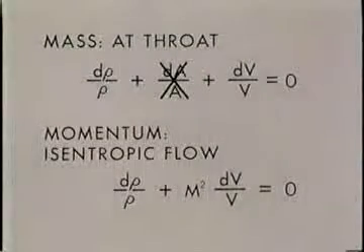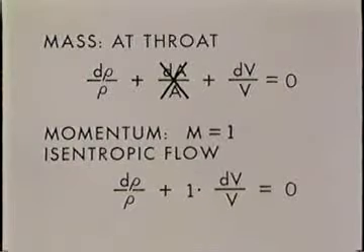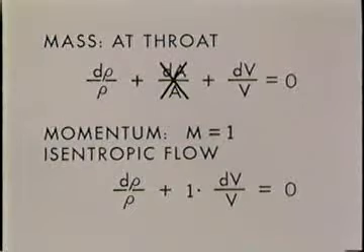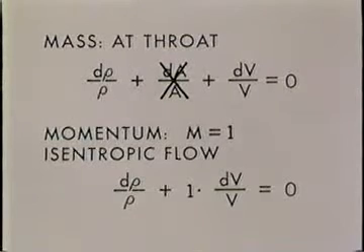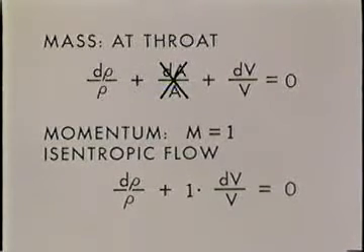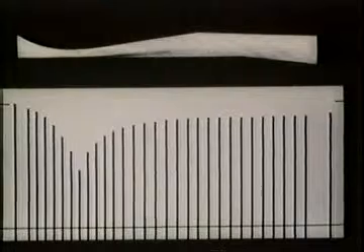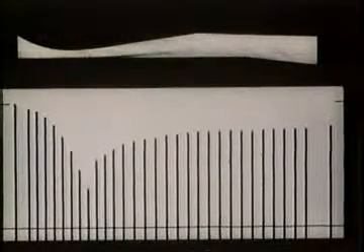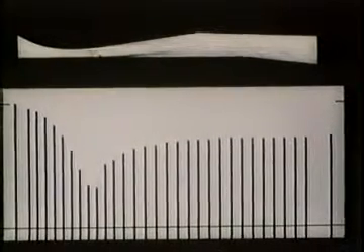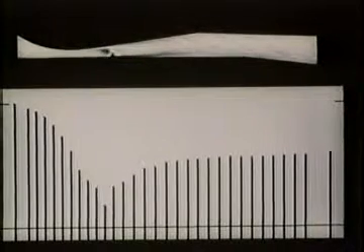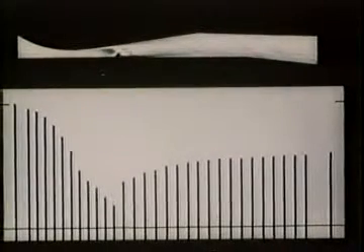Now suppose that the Mach number at the throat is equal to 1. This is the special case we have called choking. The two equations are now identical. Since both d rho and dV cannot be determined from a single equation, they need not now be 0 at the throat. The velocity, density, and pressure can increase or decrease continuously through the throat, and the flow need not be symmetrical. In particular, the highest velocity need not occur at the throat.